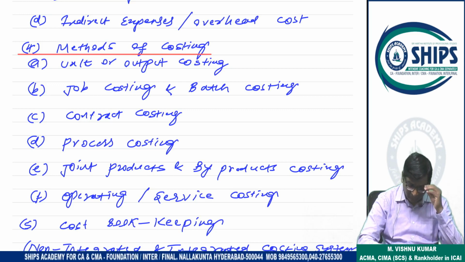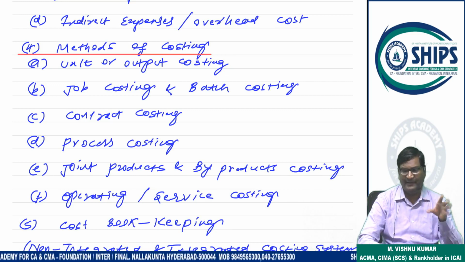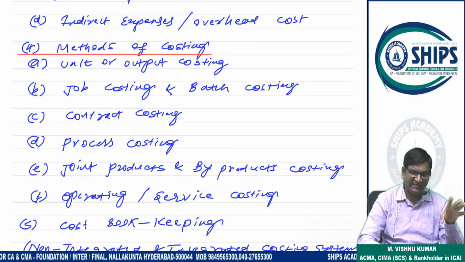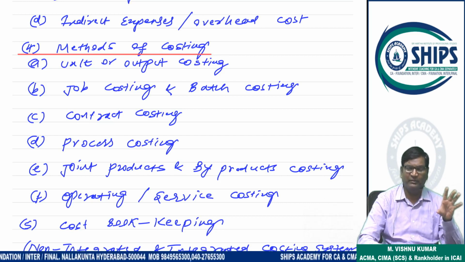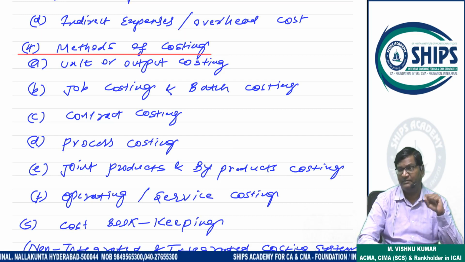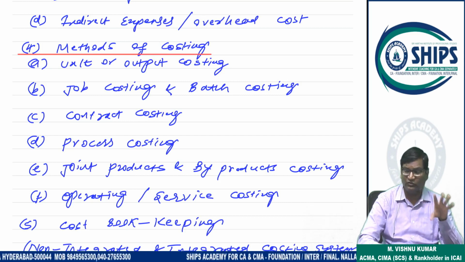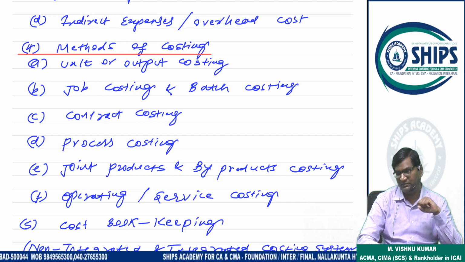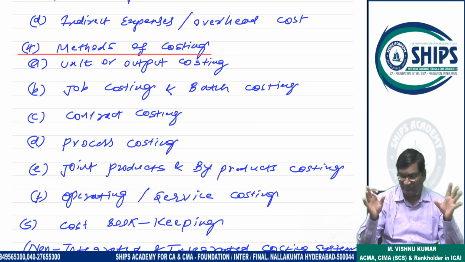Now next is techniques of costing. Techniques of costing means this can be used in any area, either in manufacturing sector or in service sector. Techniques of costing will be used for cost control purpose and for minimizing the cost, whereas methods of costing will be used for ascertaining the cost. Whenever an organization is interested to ascertain cost, they will use methods of costing.